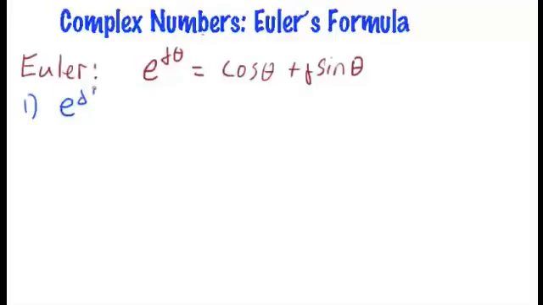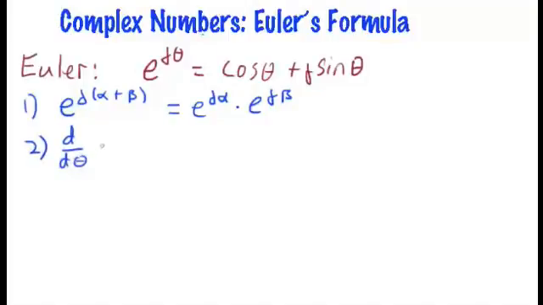That is, e to the j (alpha plus beta) equals e to the j alpha times e to the j beta. And two, the complex exponential differentiates as we'd expect. That is to say, d by d theta of e to the j theta equals j e to the j theta. As I said, for now we'll accept these facts. We'll prove them in the next video.